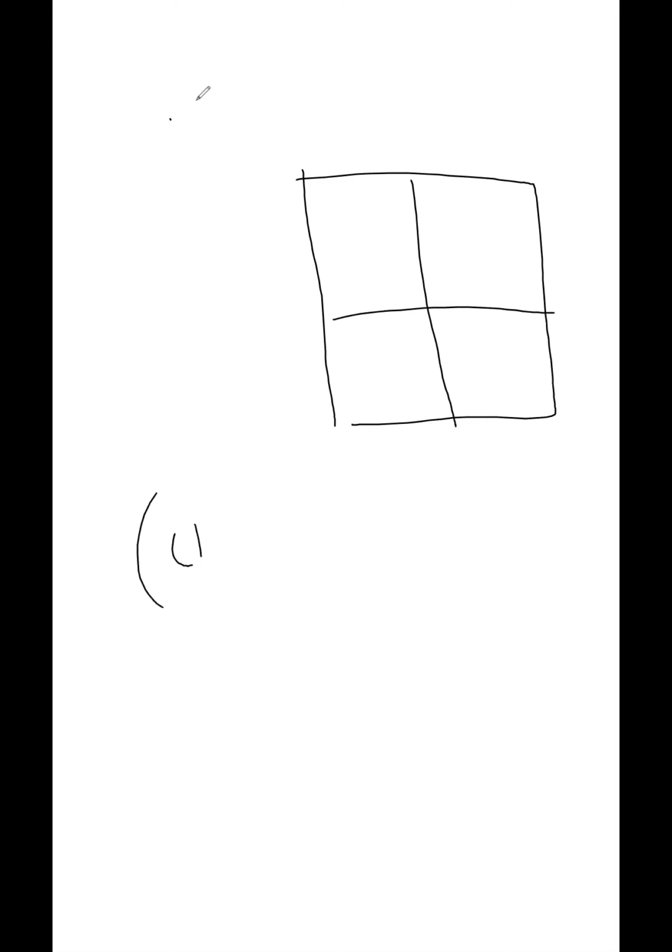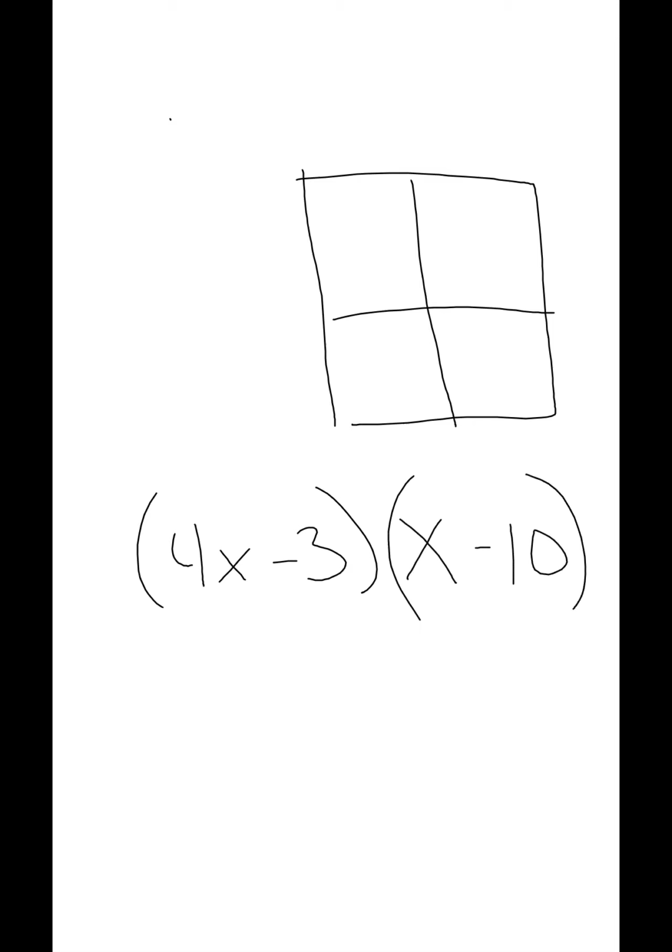So say you're stuck and you want to do the box method on your answer choices. You had 4x minus 3, and then what was it? x minus 10. You could still go back and do the box method. 4x minus 3, x minus 10. If you don't have a number in front of the x, remember you can always just put 1.